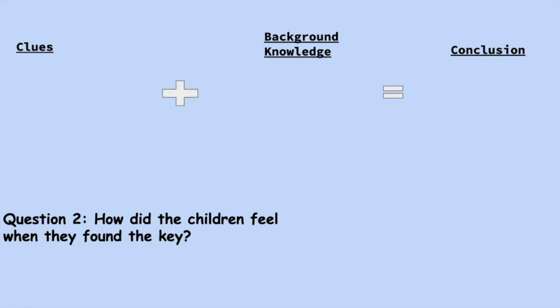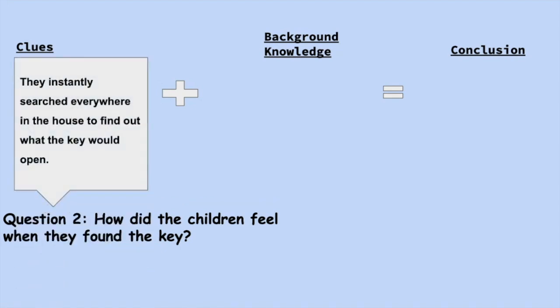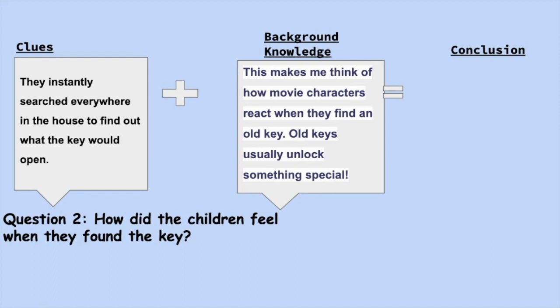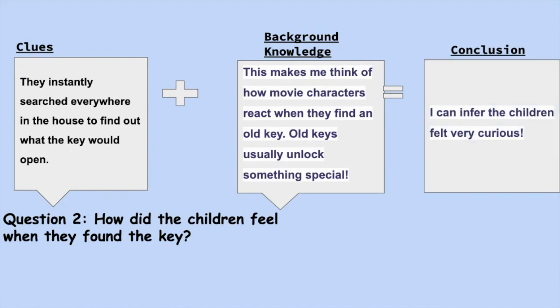So we're going to continue. I have my graphic organizer here, and my question was, how did the children feel when they found the key? Well, the clues in the text were, they instantly searched everywhere in the house to find out what the key would open. So this makes me think of how movie characters react when they find an old key. And I know that old keys usually unlock something special. So I can infer that the children felt very curious.